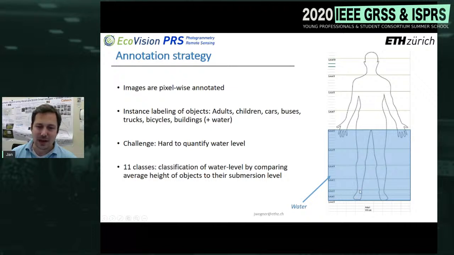So is it up to the ankles? Is it up to the knees, up to the hips, and so on, right? And based on this level definition, we then also translate that scale to other objects, so children, cars, buses, trucks, bicycles, buildings, and so on, and we quantify the water level.